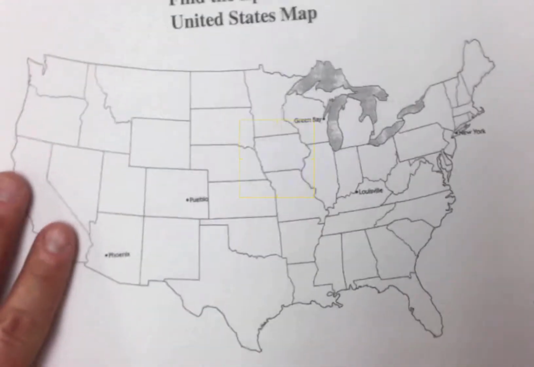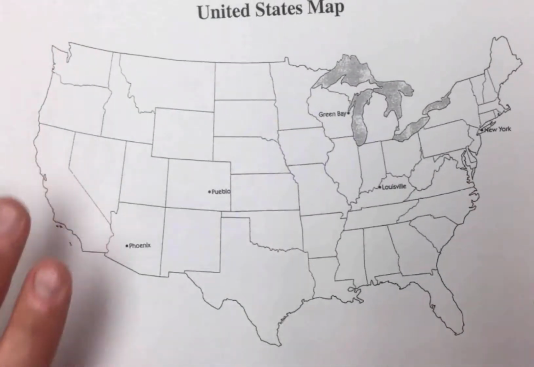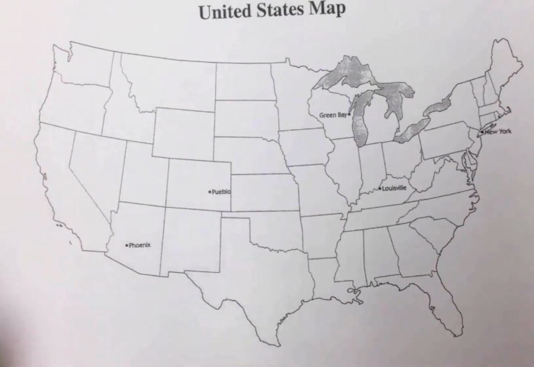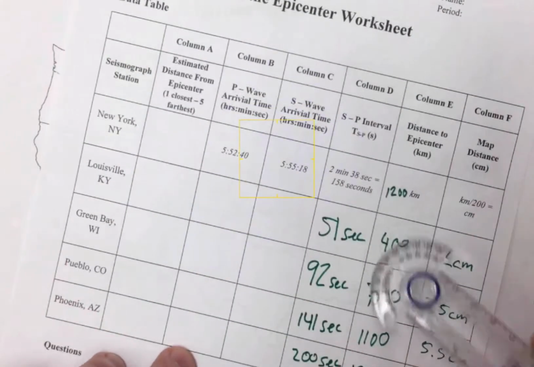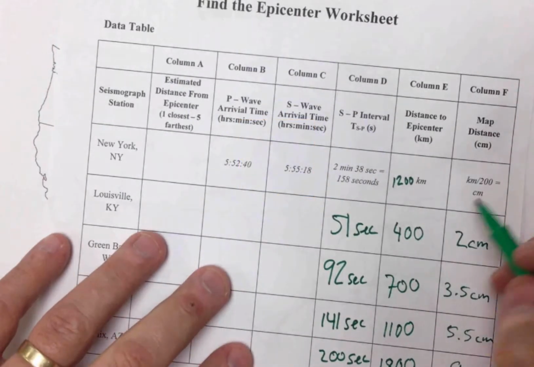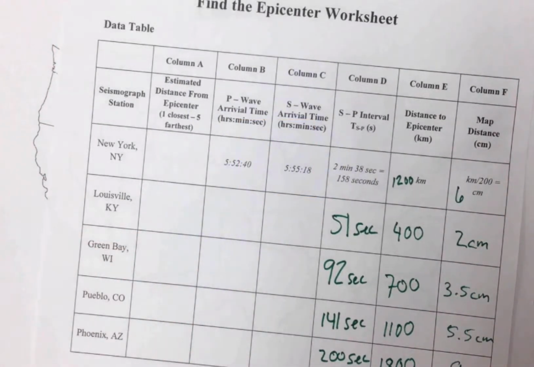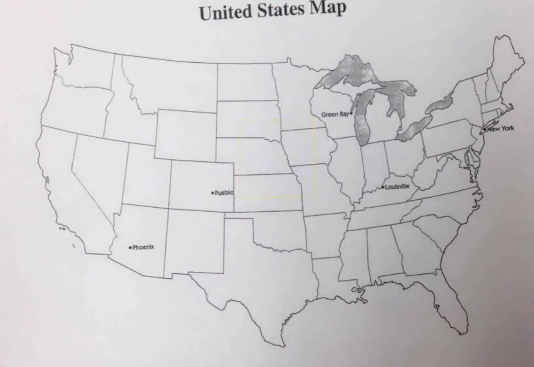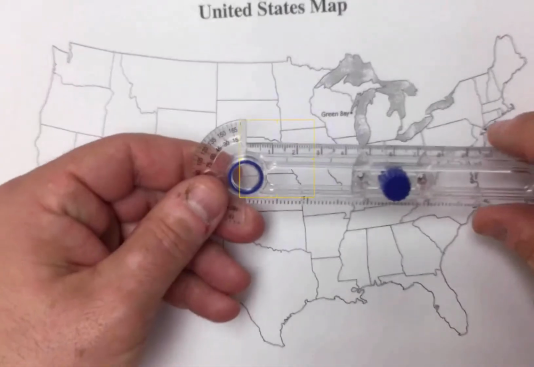So here's our map, and the first city we're going to plot from is New York, which is right here. And we need to plot from New York. I didn't do that distance. 1,200 divided by 200 is 6 centimeters. We're going to plot 6 centimeters away. Now, in order to do that, I'm going to take the compass, and I'm going to set it for 6 centimeters.